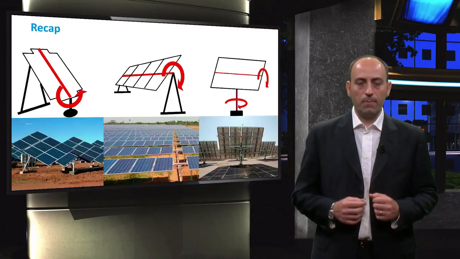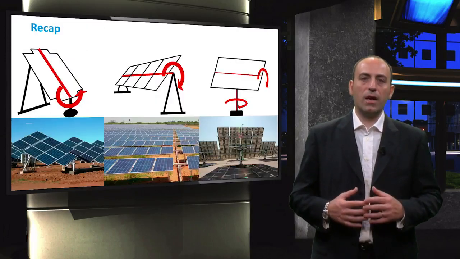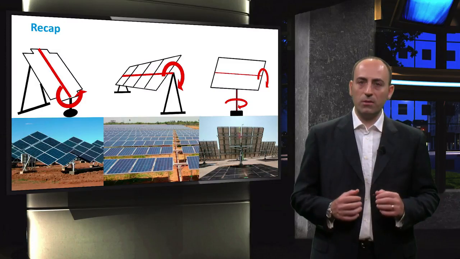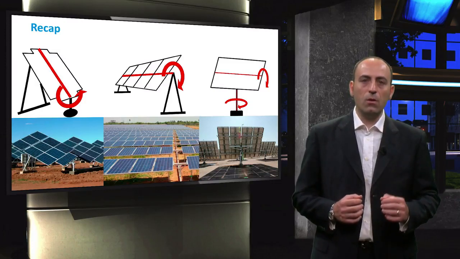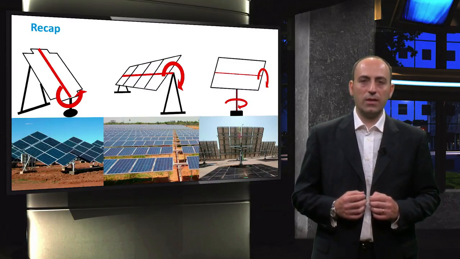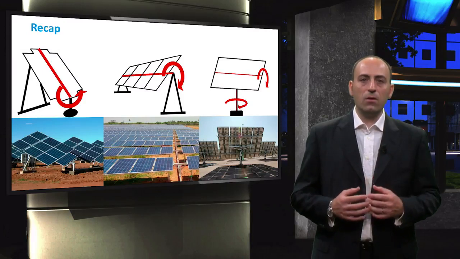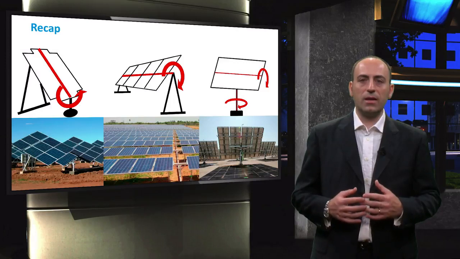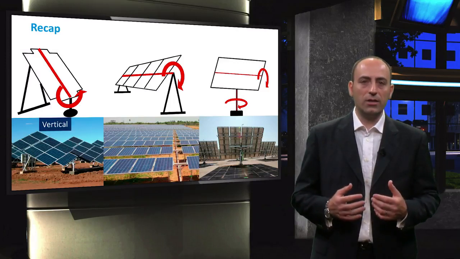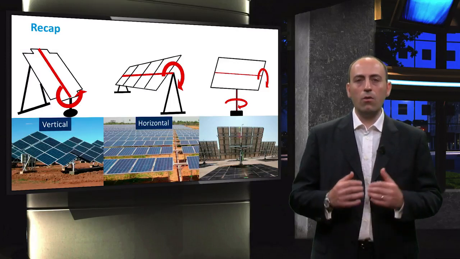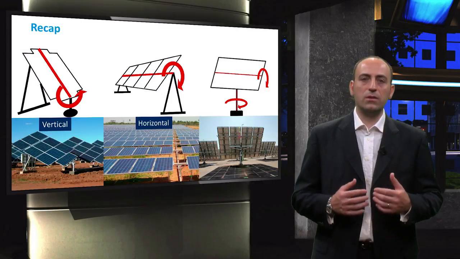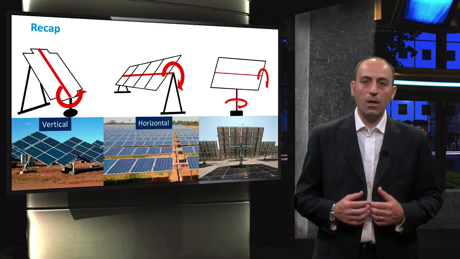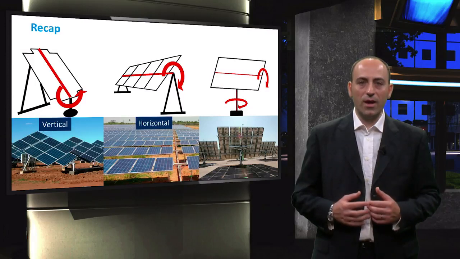So let's recap. In this video, we finished our exploration of the existing mounting systems. In particular, we discussed the single-axis tracking system, and depending on the orientation of the single rotational axis, the tracking system can be vertical for daily adjustments of the tilt angle, or horizontal, which adjusts the tilt angle gradually during the year. The alternative is a two-axis tracking, which is employed in photovoltaic concentrators.